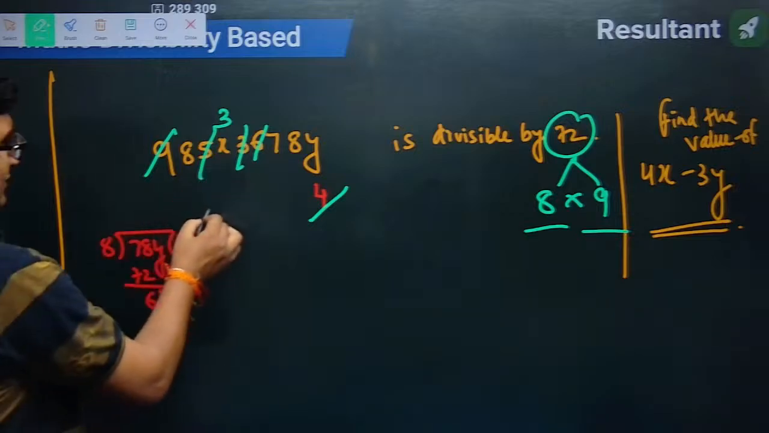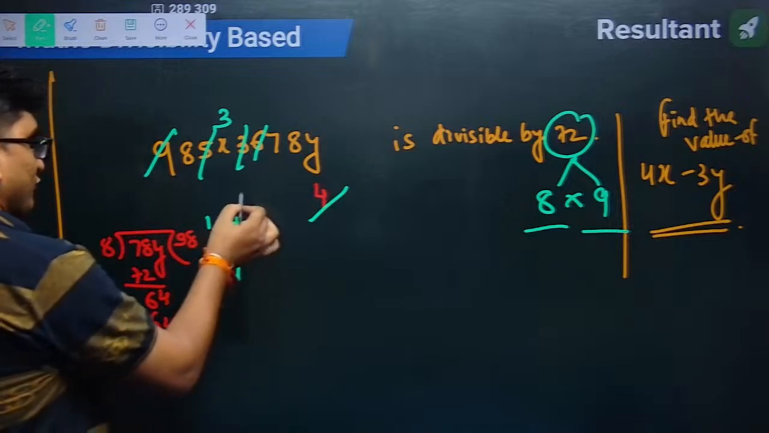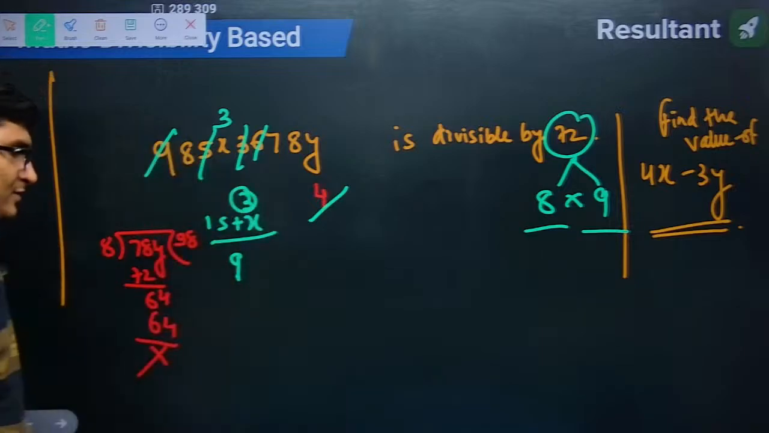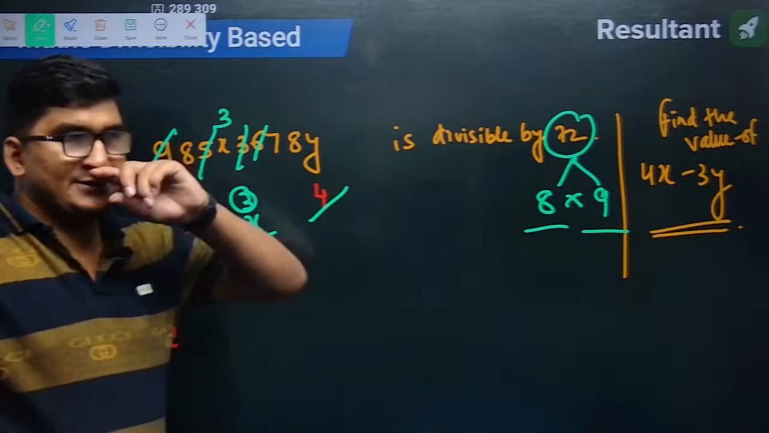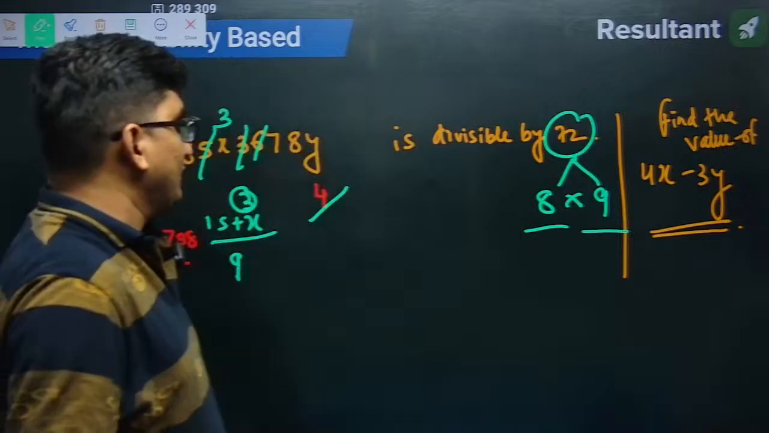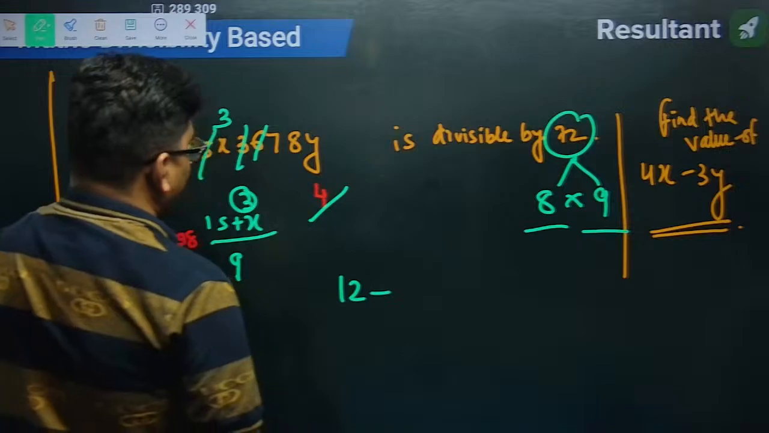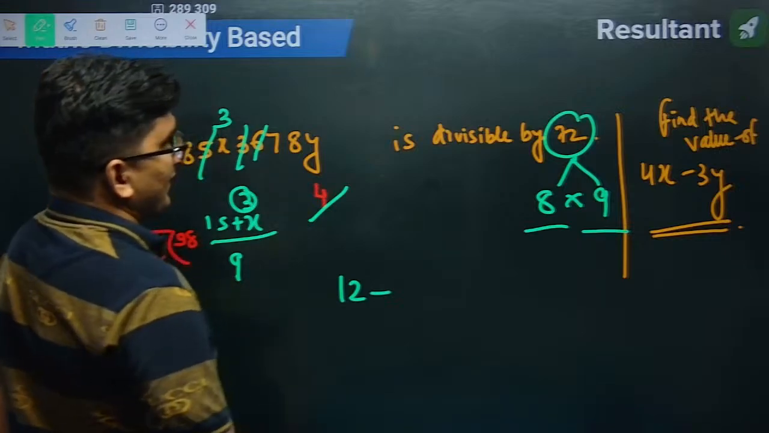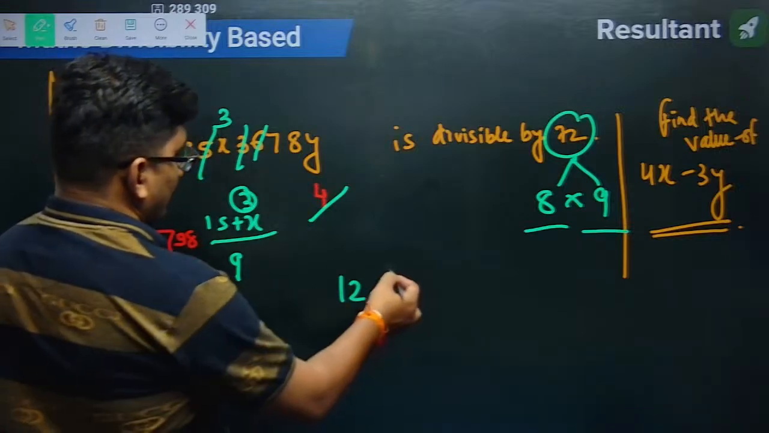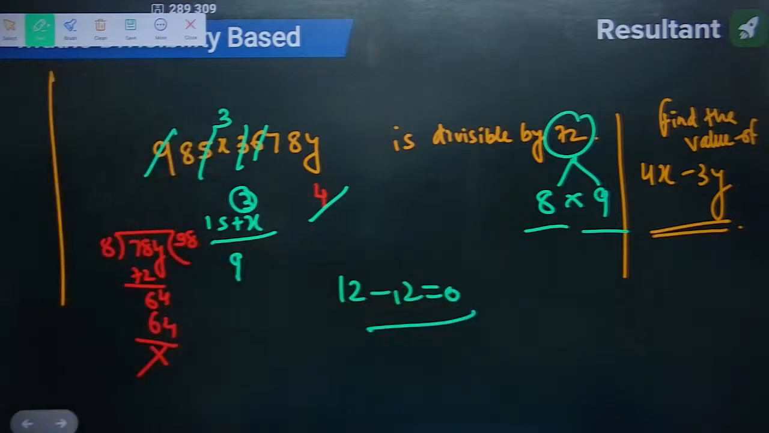With 7 and 8 making 15 plus x, for the number to be divisible by 9, you have to put the value of x as 3. So now the value of x is 3 and the value of y is 4. The examiner wants to know 4x minus 3y. So 4x means 12, minus 3y means 12, so the result is 0. Now we can check the option. Definitely its value will be 0.